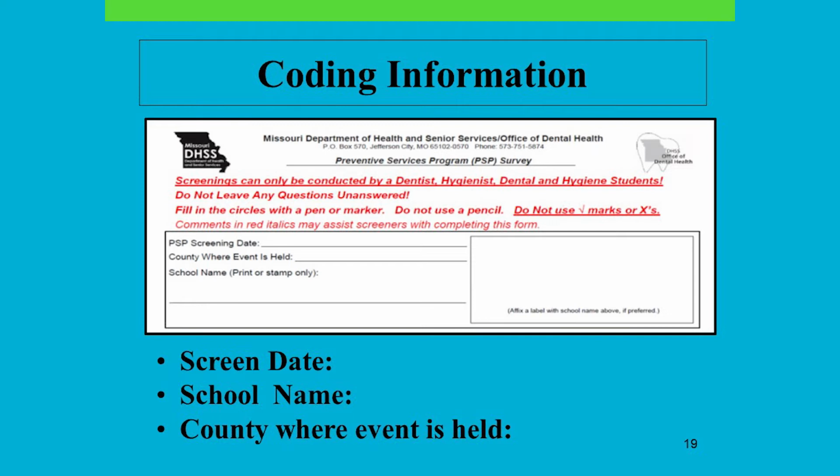You may also use a stamp or adhere a label with the date, school name, and county of PSP event location. For the county where the PSP event is held, please ask the school nurse or the PSP event coordinator to ensure you are entering the correct county. Do not enter the county of your residence unless it is the same as the PSP event county. To save time, it is allowed to enter the information for the top 3 boxes on every 10 to 15 screening forms instead of every screening form.